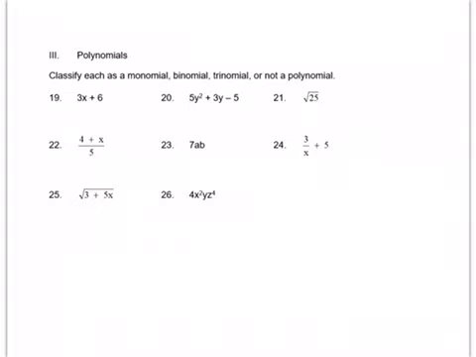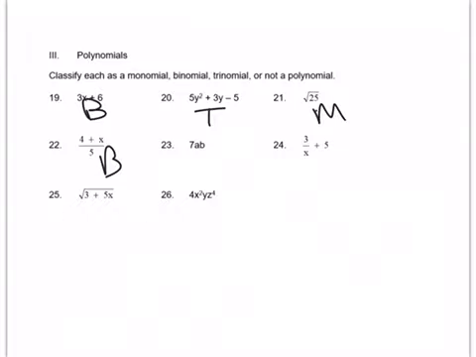Okay, well, on number 19, this is a binomial. It's two terms separated by a plus. 20 is a trinomial. Three terms separated by plus or minus. Number 21 is just a monomial. It is a single term. Number 22 is a binomial. Okay, this is a binomial.